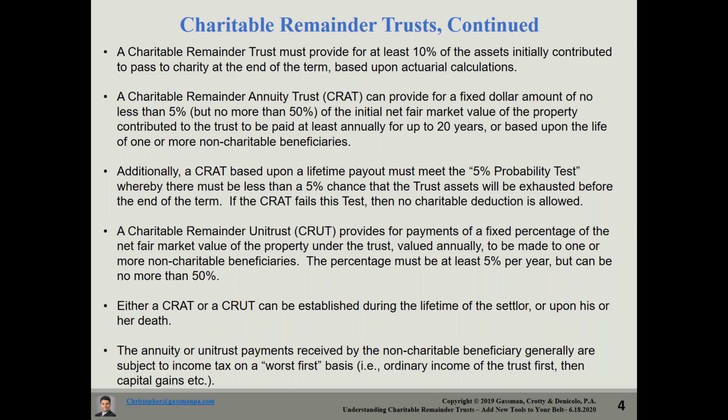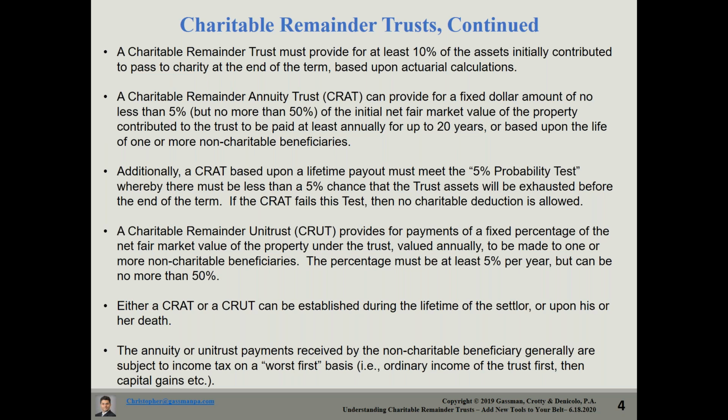And again, as I said, the term of the non-charitable beneficiary's interest must be based upon either up to 20 years if it's a flat term, or the life of one or more non-charitable beneficiaries. There's another little wrinkle here. For a CRAT, you have to meet something known as the 5% probability test. And this test says that there must be at least a 5% chance that the trust assets will be exhausted before the end of the term. And if you don't meet this test, you can't get a charitable deduction.